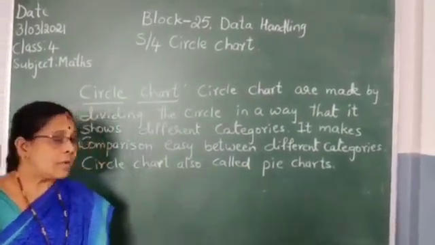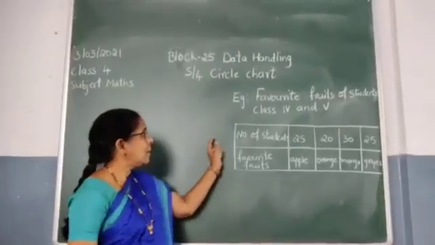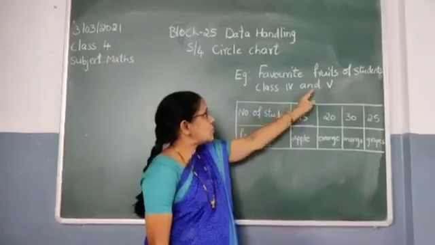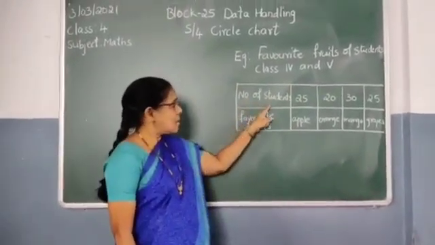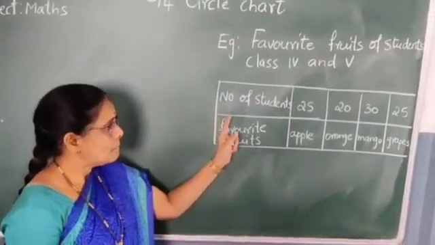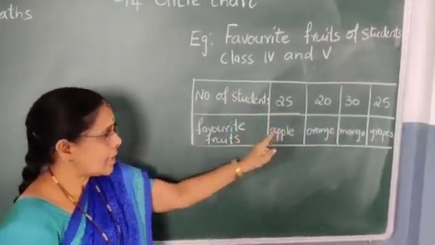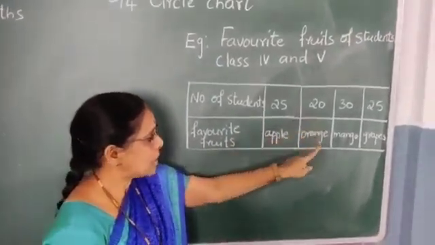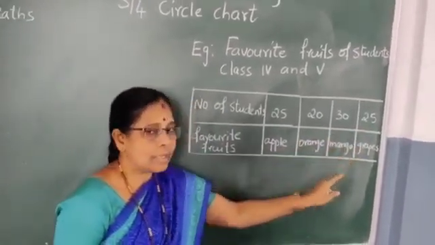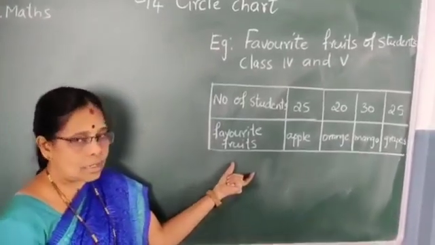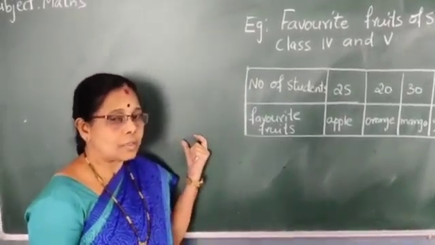Okay, children. Now I will show an example. For example, here I am showing favorite fruits of students of class 4 and 5. See, this is the table. Here number of students, favorite fruits. See, 25 students like apple, 20 students like orange, 30 students like mango, 25 students like grapes. Now this data I am showing in the circle chart, how to mark in the circle chart.